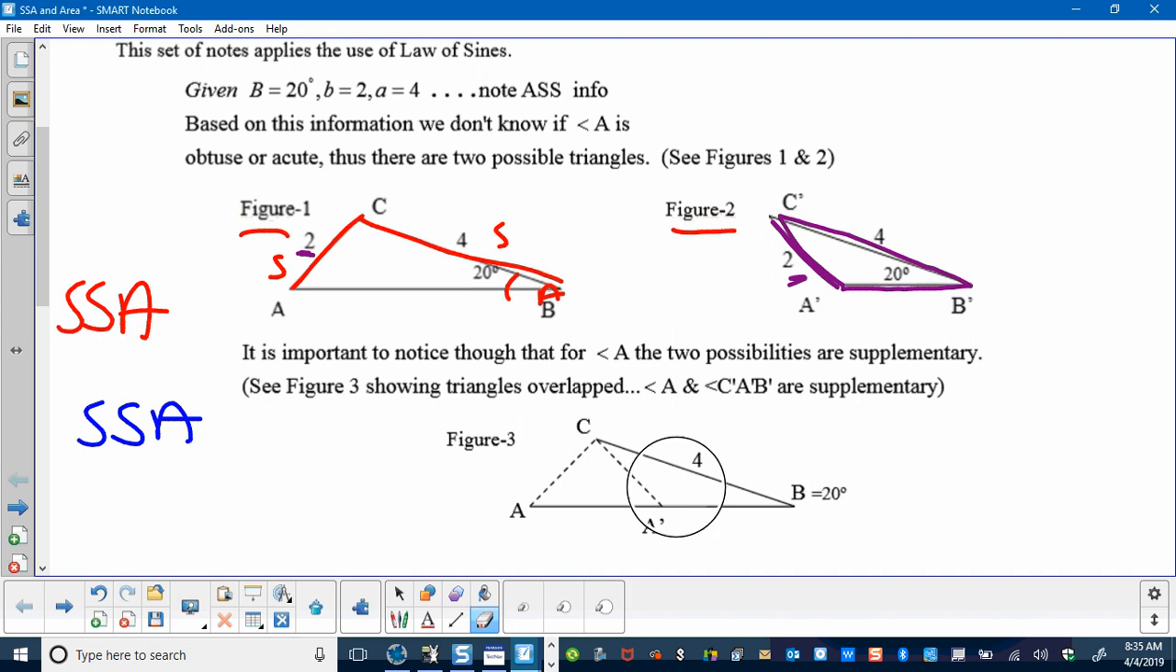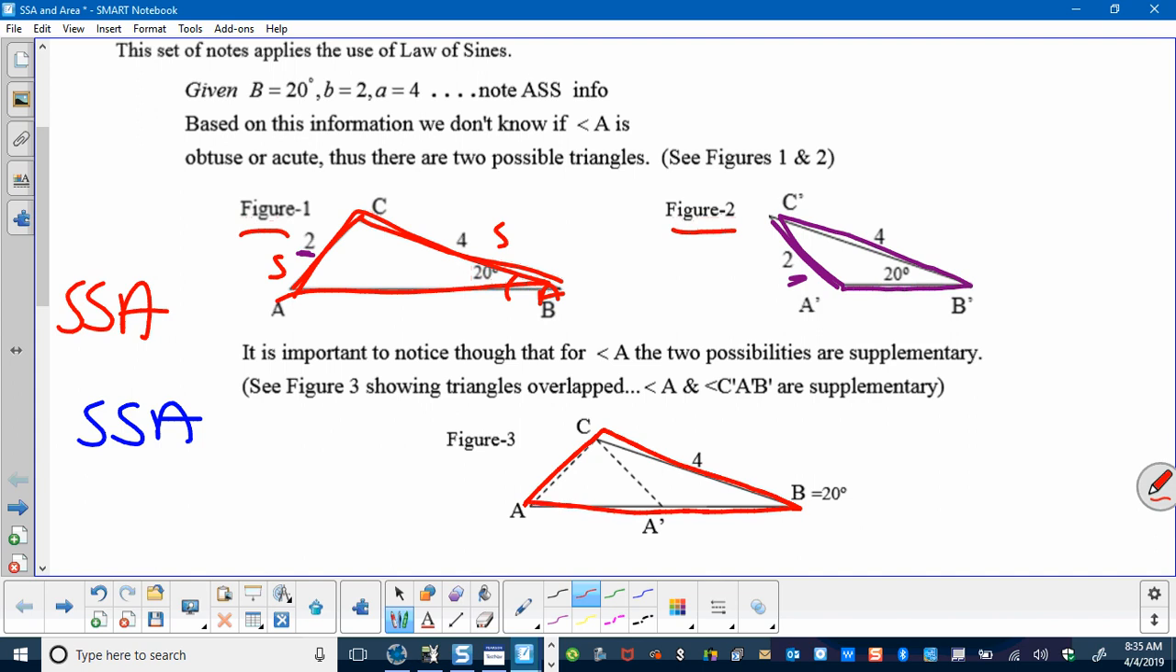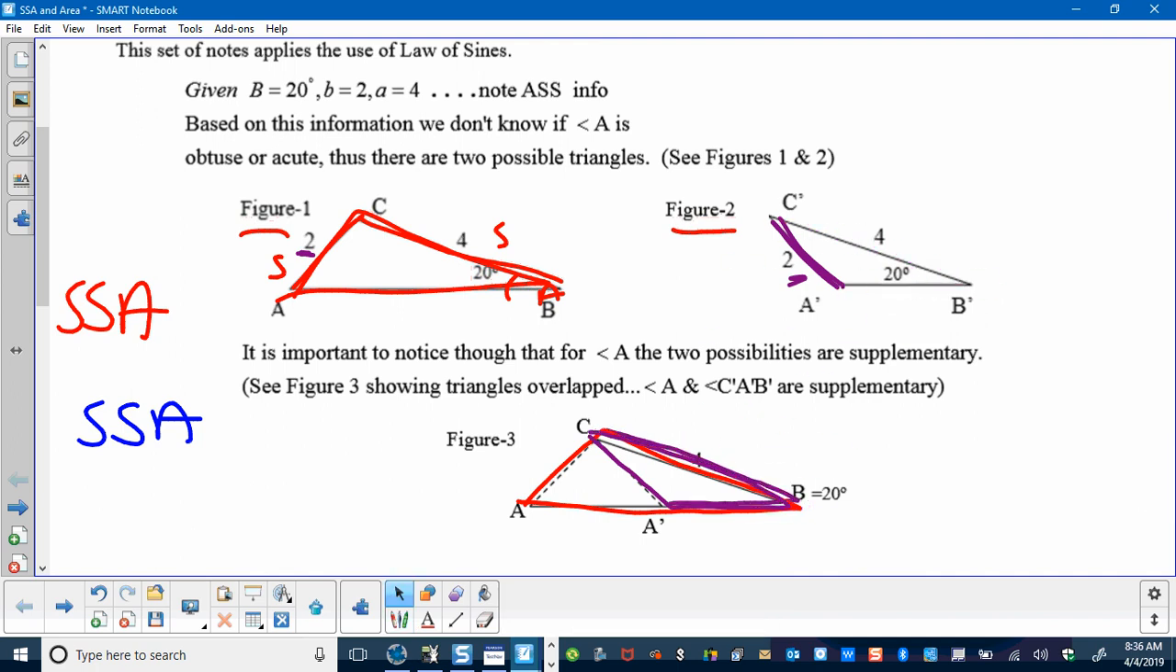So, if you're looking up above, the giant red triangle is this guy right here. And the purple triangle is this right here. Okay, if you copy this down, you would get that purple triangle right there. What do we notice is the same about figure 1 and figure 2?